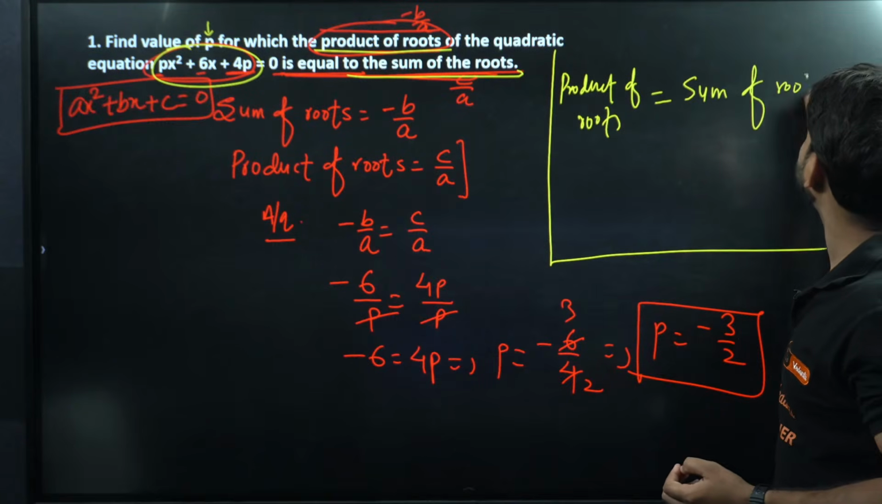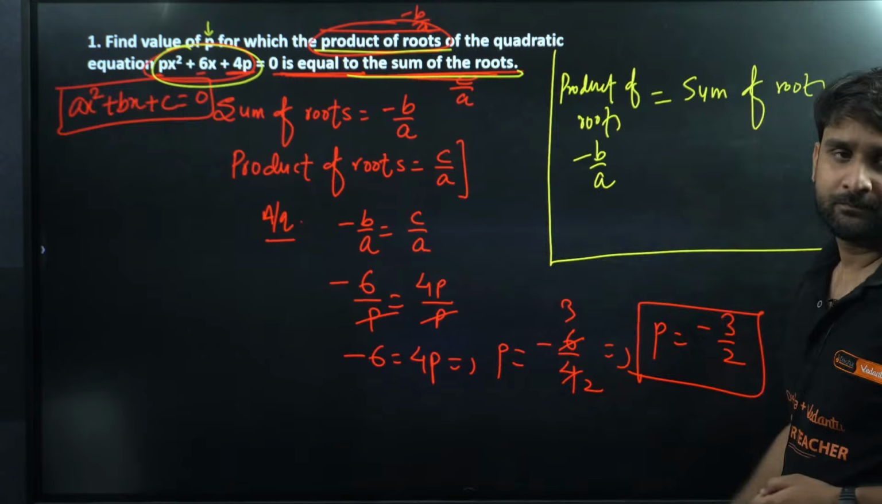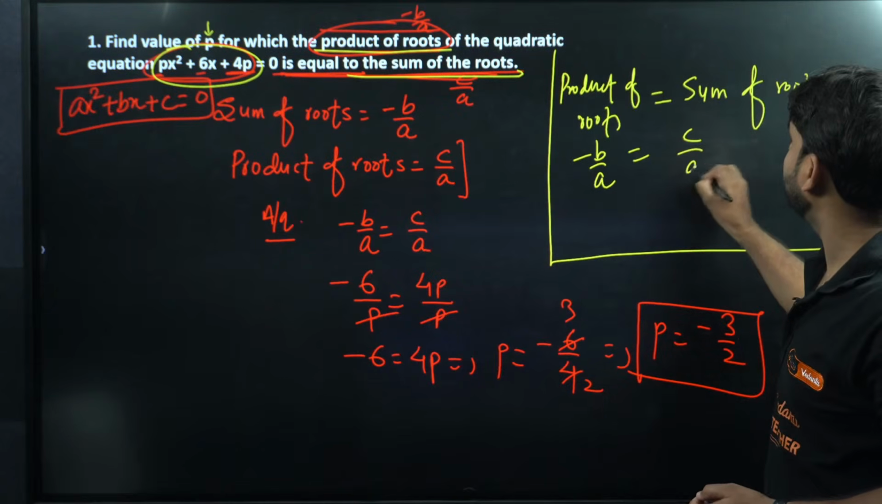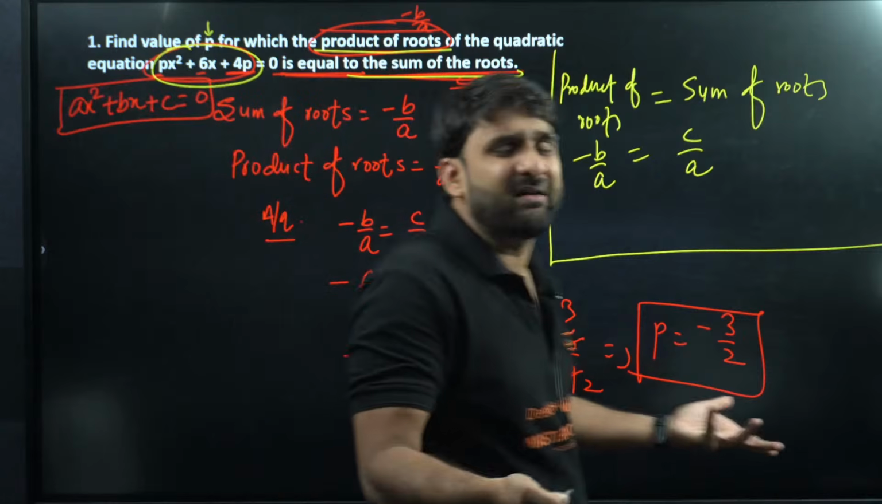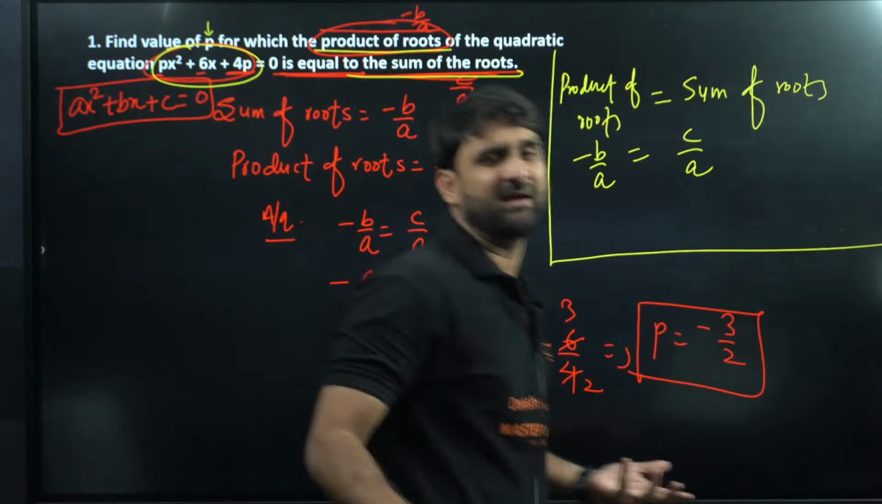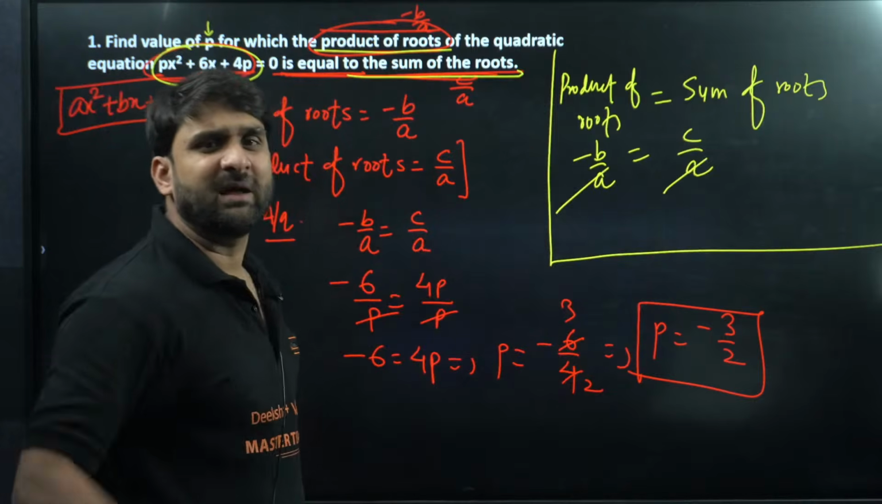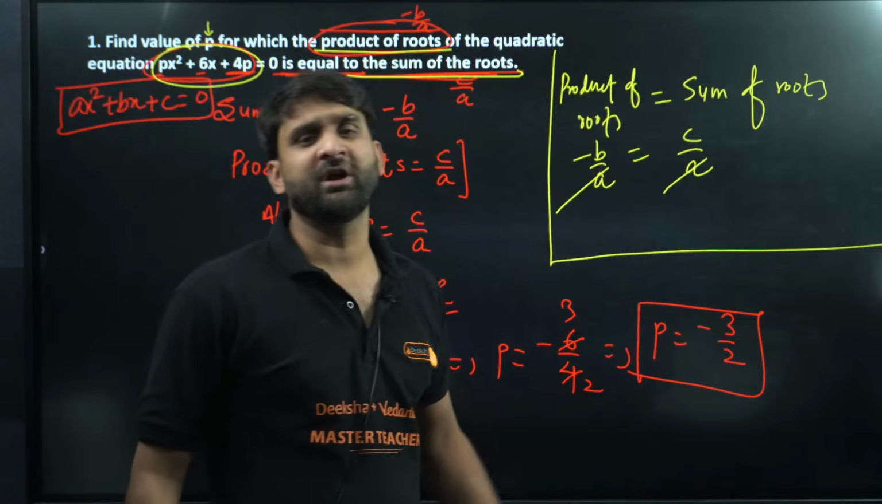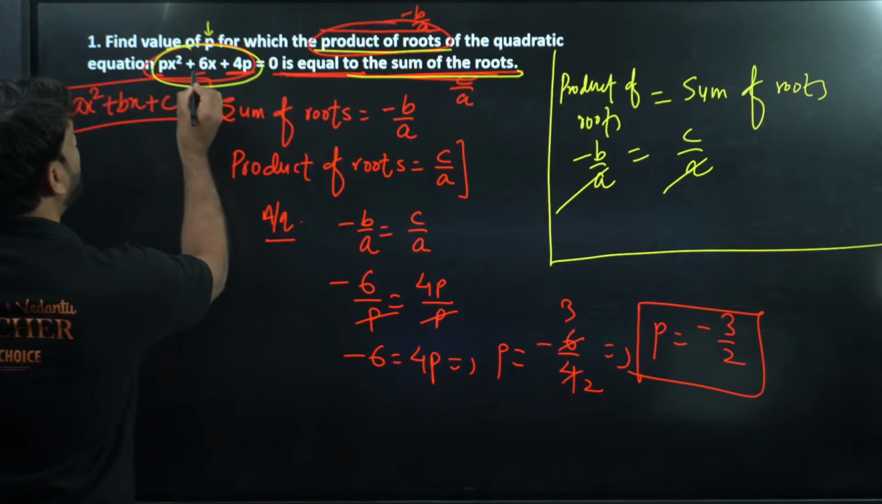We all know the product of roots is equal to c by a, and the sum of roots is equal to minus b by a. And what are a, b, c? a and b are the coefficients, and c is the pure constant. Come on, we can directly cancel also. A will be cancelled because in both fractions the denominator is a. Now where is b? b is equal to this 6.